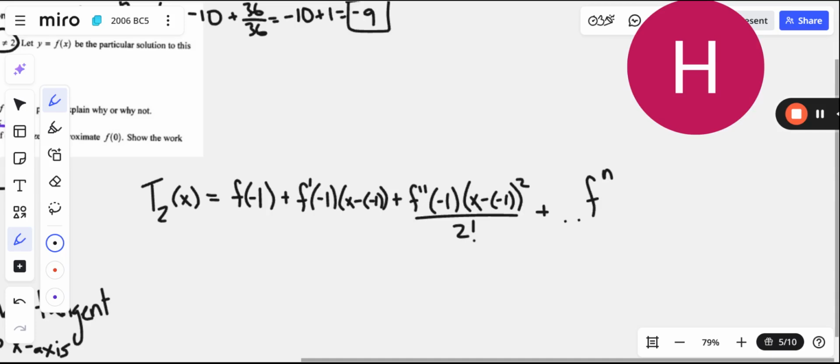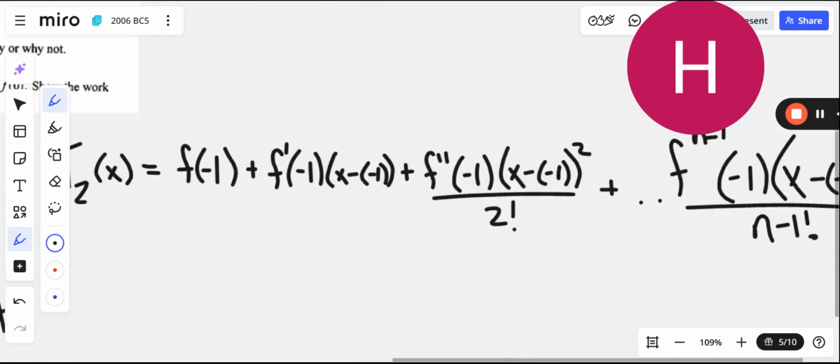Technically, the nth term would be the (n minus 1)th derivative at -1 times (x minus -1) to the n minus 1 over (n minus 1) factorial. I think you get the idea here. So kind of wild there.